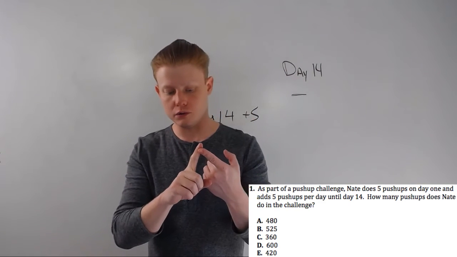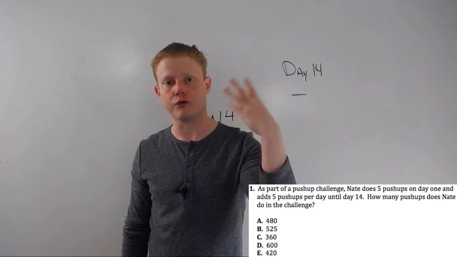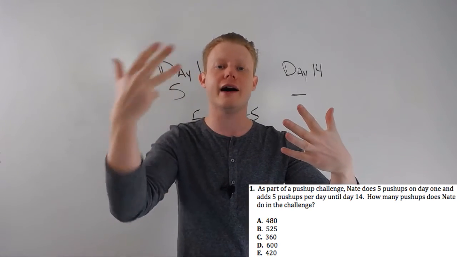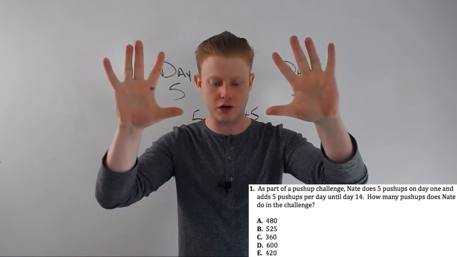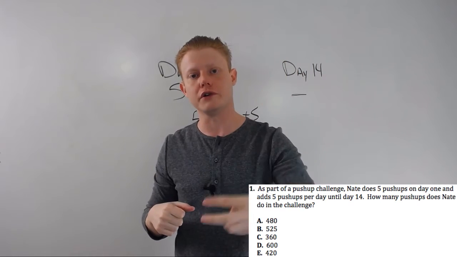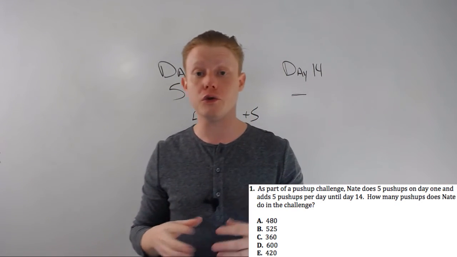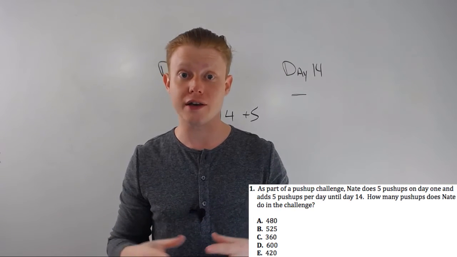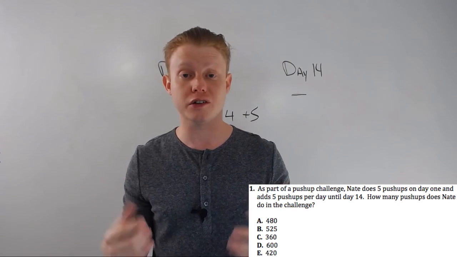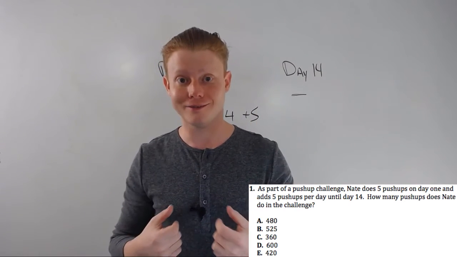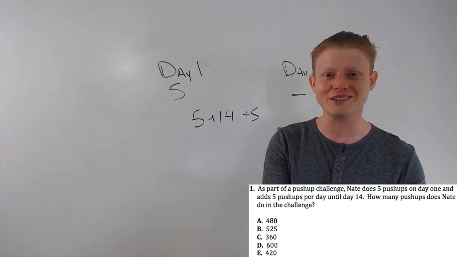1 to 2, 2 to 3, 3 to 4, 4 to 5, 5 to 6, 6 to 7, 7 to 8, 8 to 9, 9 to 10, 10 to 11. That's 10 jumps. 11 to 12, 12 to 13, 13 to 14. And by the way, I'm not above you using your fingers and counting on stuff while you're taking the test. To be honest with you, when I took the GRE in like 2008, I did that. I think it's a helpful thing sometimes.